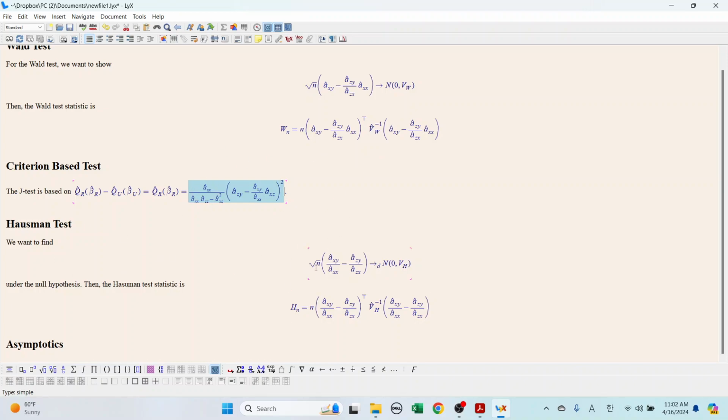The Hausman test was based on a slightly different form, and its variance can be different from the Wald test, but anyhow, the formula is the same. The Hausman test statistic takes this form. So in either case, we have to find the asymptotic variance. That is the main idea. So I will show you how to do that.